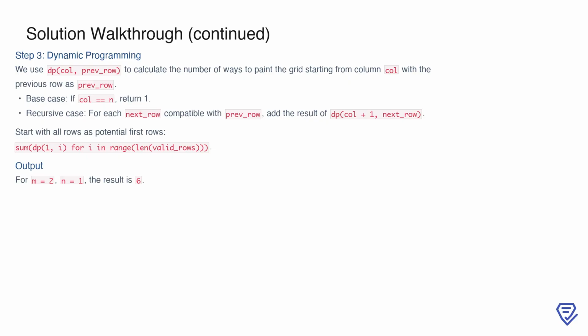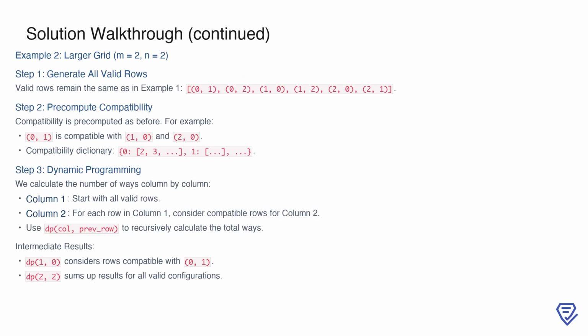To initialize the process, we consider all valid rows as potential first rows and sum up the results of dp(1, i) for each valid row i. For our small grid example with m equals 2 and n equals 1, the final result is 6, meaning there are 6 distinct ways to paint the grid while adhering to the constraints. Next, let's examine a larger grid example with m equals 2 and n equals 2.